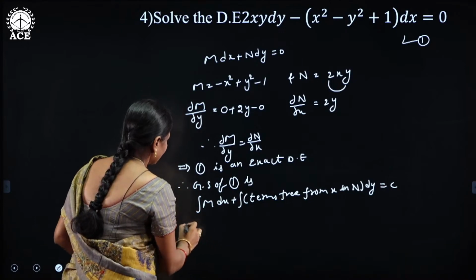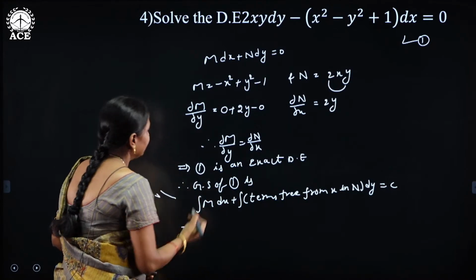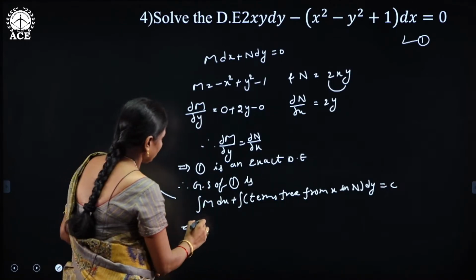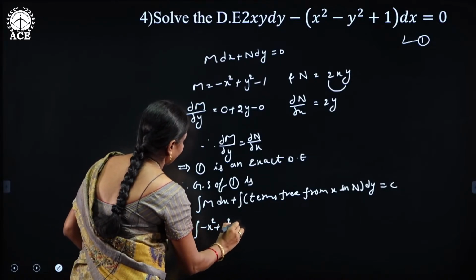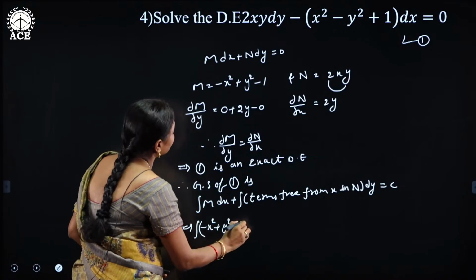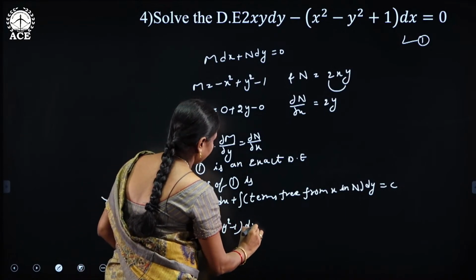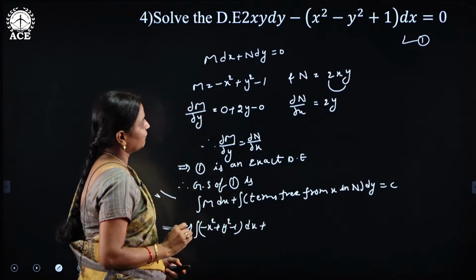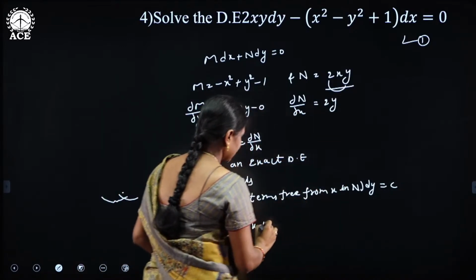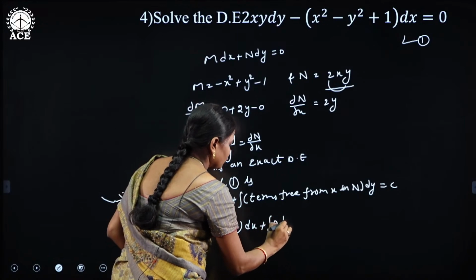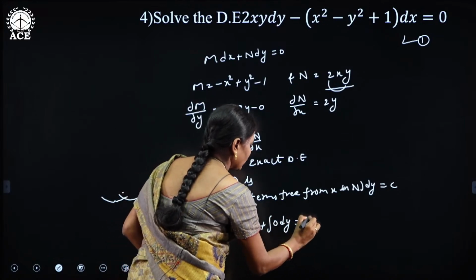So now substitute the given terms. Integral m. What is the m? M is equal to minus x square plus y square minus 1 into dx plus terms free from x in n into dy. So there are no terms free from x. So here write that as 0 terms, 0 into dy is equal to c.